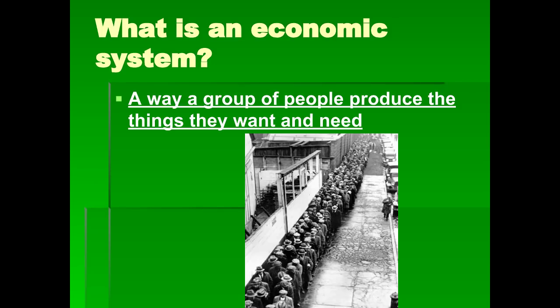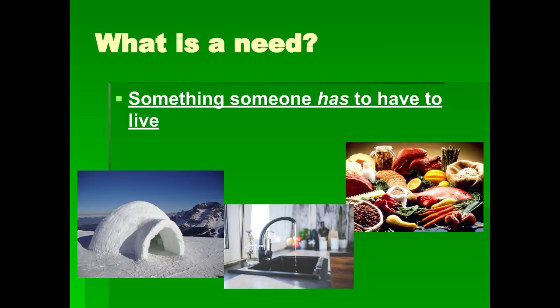Think before the Civil War in the United States. In the South, their economic system could be defined by slavery, because they used slaves to produce the things they wanted and needed. In other areas of the world today, the government decides what will be made, how much of it will be made, and for what price it will be sold. So there are many different types of economic systems.